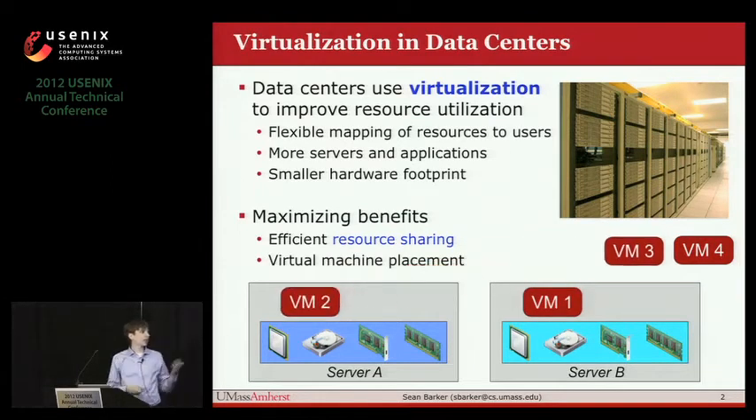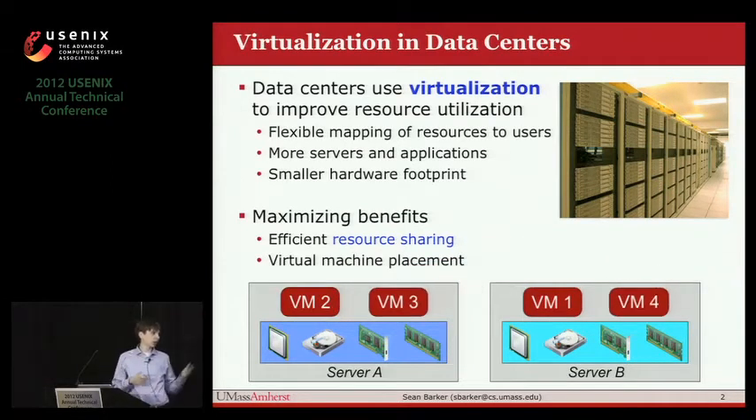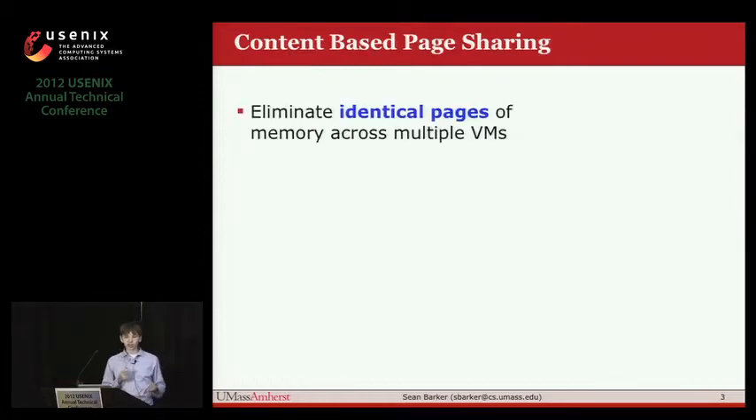One way to think of this is as a question of virtual machine placement. We might have 2 physical servers and 4 virtual machines, and we'd like to place those VMs so that we are optimally sharing resources between them. One way to actually do this resource sharing is what we call content-based page sharing. The idea here is that we want to eliminate identical pages of memory across multiple VMs.